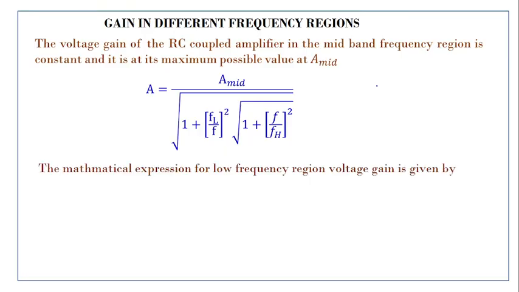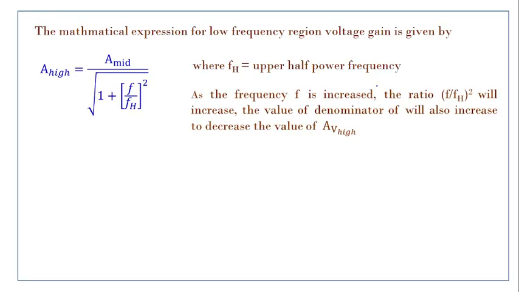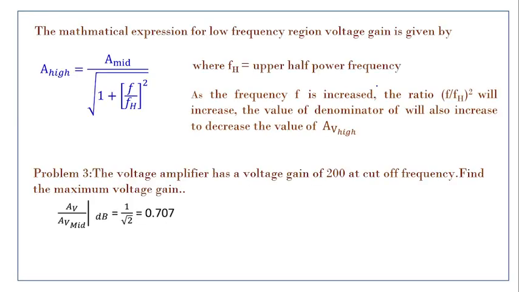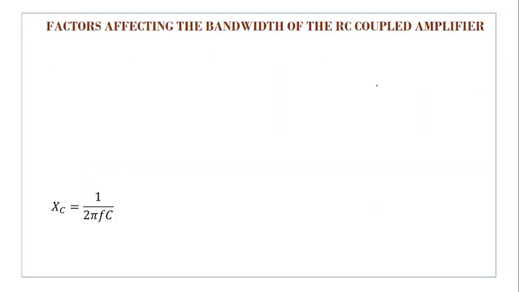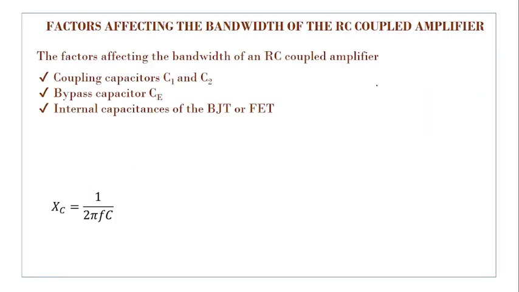The mathematical expression for the gain at the lower frequency can be given like this, and for the upper region can be given like this. Based on that we have drawn the graph. These are the factors which affect the bandwidth of an RC coupled amplifier. The first one is the coupling capacitors C1 and C2. The second one is the bypass capacitor. And the third one is the internal capacitance or stray capacitance.